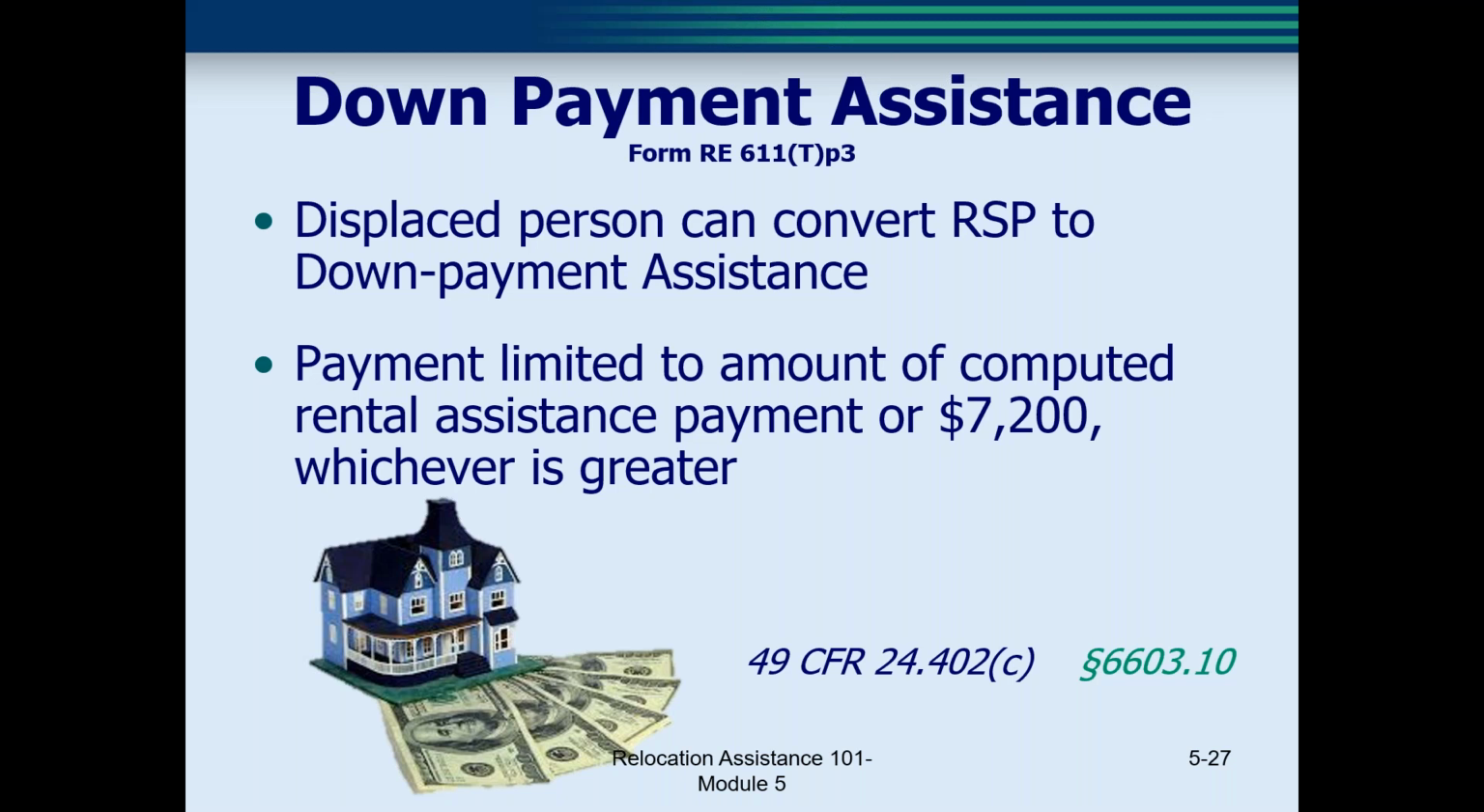And you as an agent need to make sure that you explain this option to the displaced person. They may say, oh no, I don't want to buy, I only want to rent. That's fine, but make sure they know that that opportunity is out there, especially that the down payment would bump up to 7,200 if they choose to purchase a home.